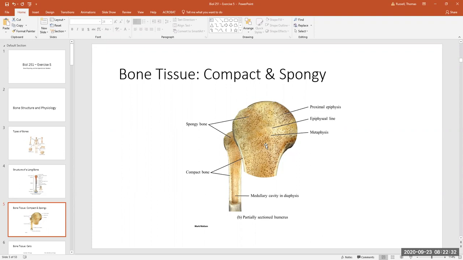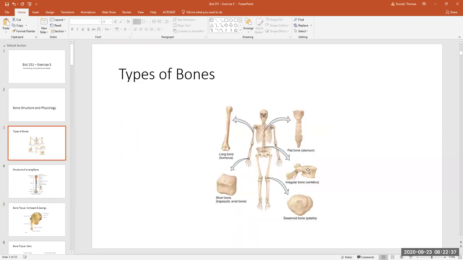And it's found in the middle of irregular shaped bones. So if I go back to this picture, in the very middle of this bone, the vertebra, if I could cut this open, I would see spongy bone in there. In between the plates of this flat bone, there's spongy bone. Inside this short bone, there's spongy bone. Inside the plates of this patella, spongy bone. Inside the ends of the long bones, spongy bone, the epiphyses.